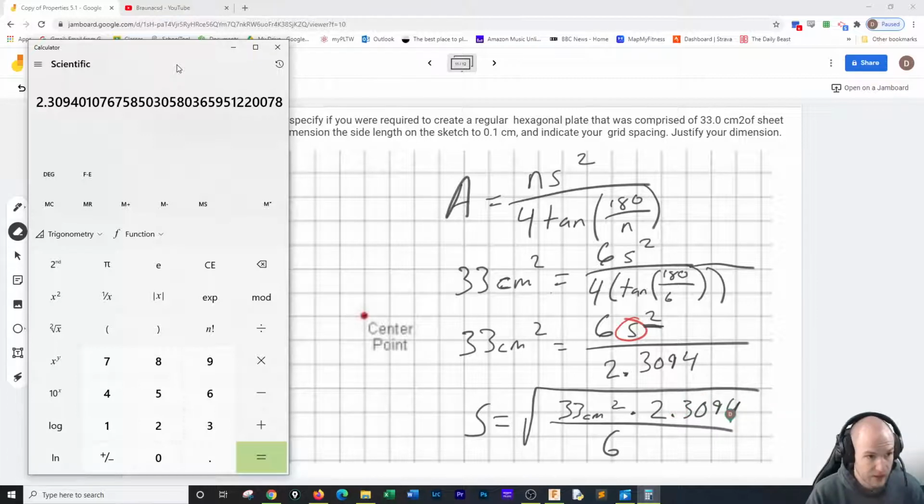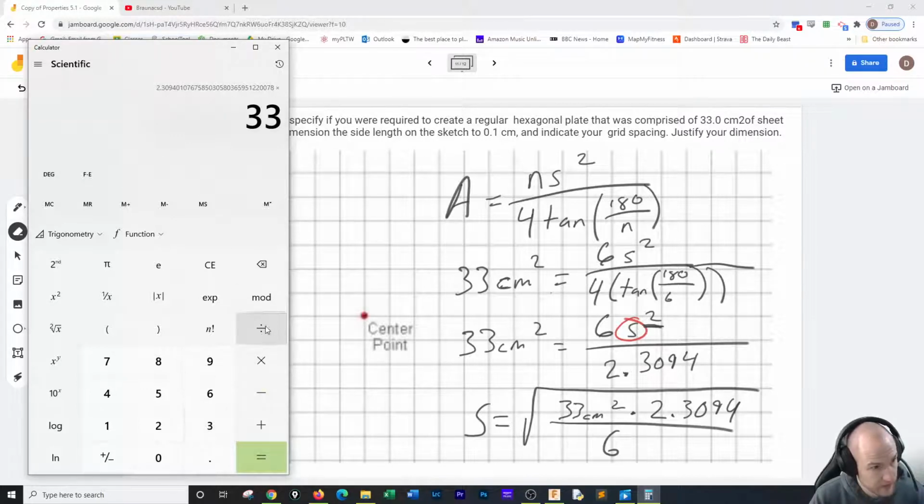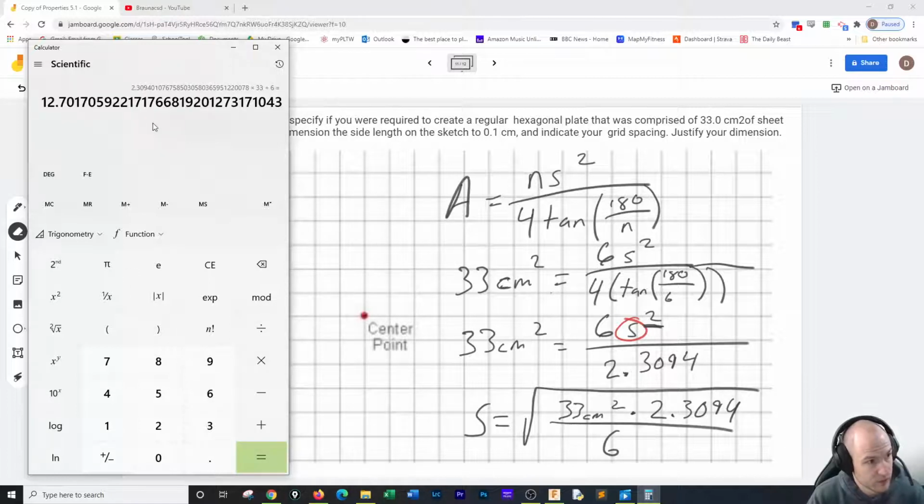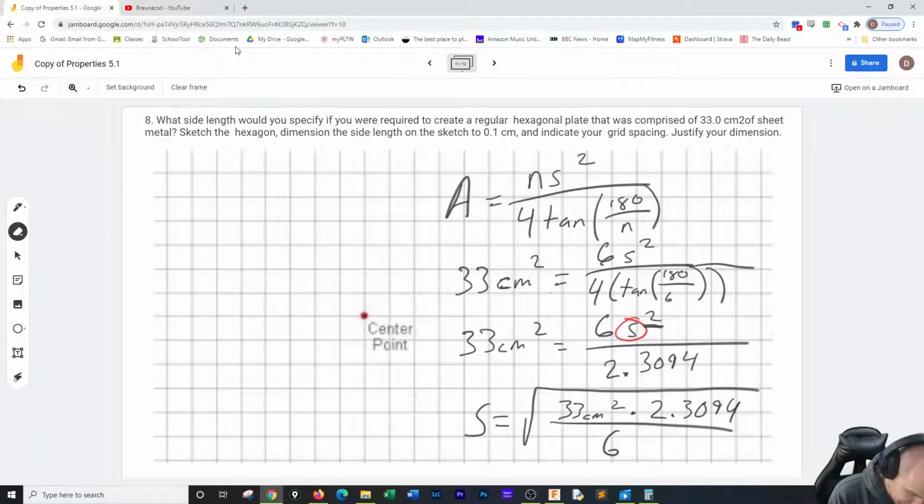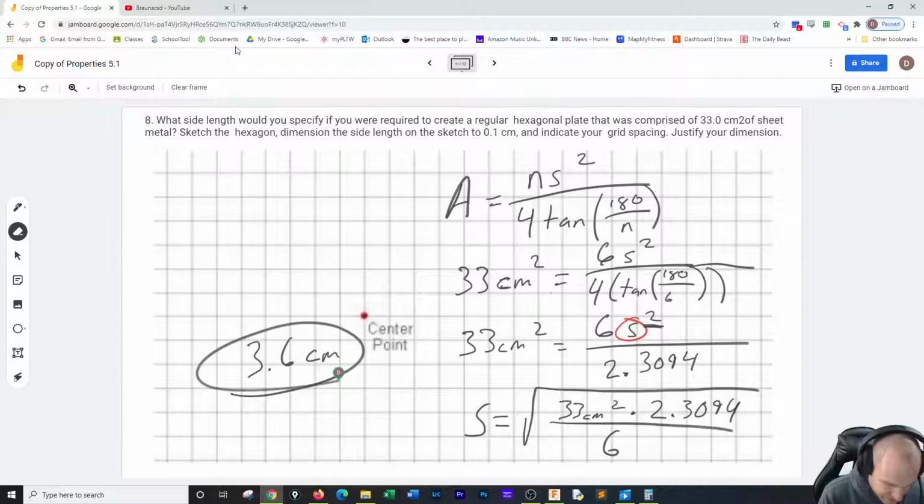2.3094, etc. So popping this into the calculator, we're gonna do all of it, and then we're gonna get the square root. So I still have that value up, so I'm gonna multiply that by 33, and then I'm going to divide both of them by 6, and that will give me 12.7. And then I'm going to get the square root of 12.7, which is going to be 3.56, which I'm going to round to 3.6 for the side length. So the side is going to be 3.6 if the area is 33. And yes, there is rounding involved there.